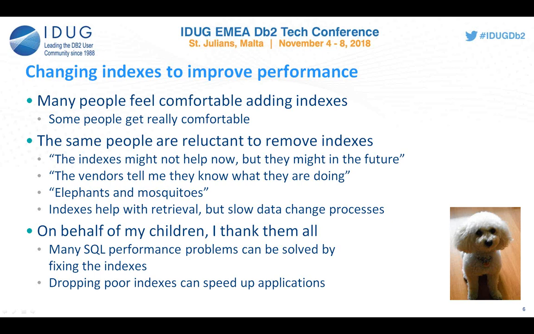The other thing we'll be talking about in this presentation is cardinality and what's the minimum cardinality you need for an index to be usable. But when you talk to these people who've added a lot of indexes and you talk about removing indexes, these are the things I hear. Well, that index might not be helping now, but it might help in the future. As if, if we just leave it there long enough, sometime DB2 is going to choose to use it.